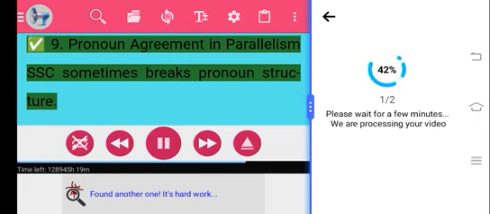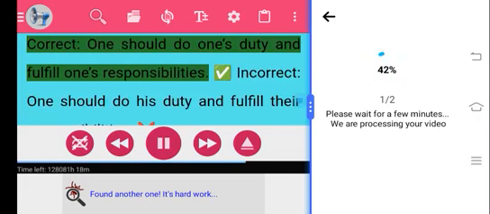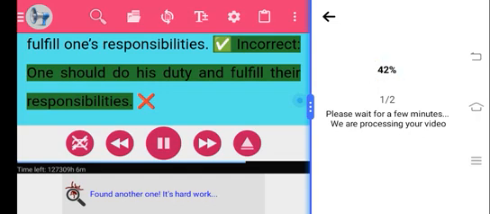9. Pronoun agreement in parallelism. SSC sometimes breaks pronoun structure. Correct: One should do one's duty and fulfill one's responsibilities. Incorrect: One should do his duty and fulfill their responsibilities.